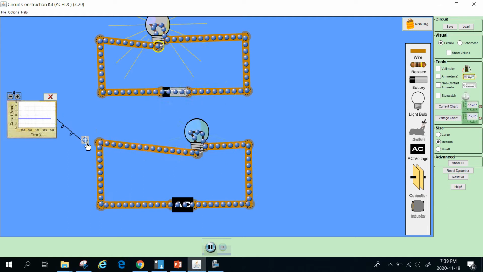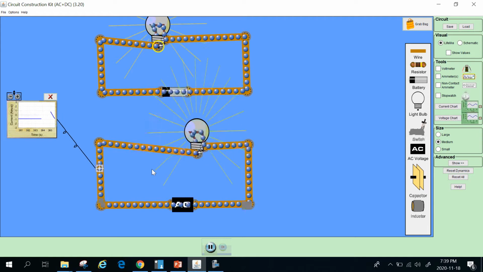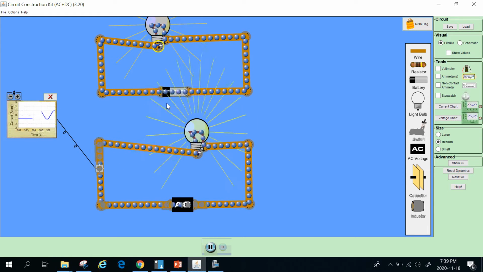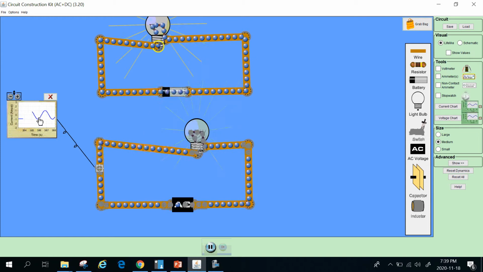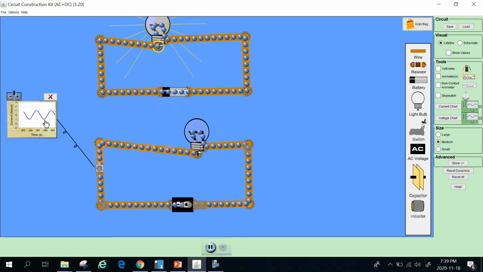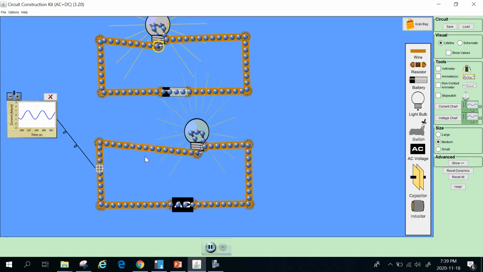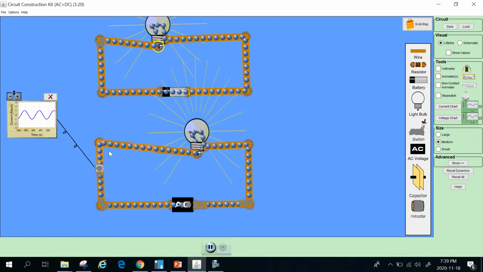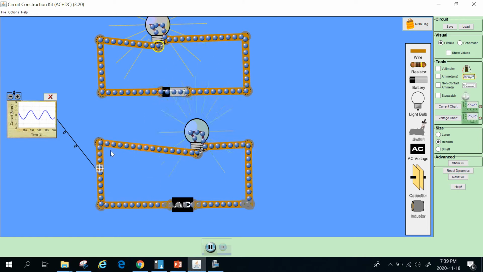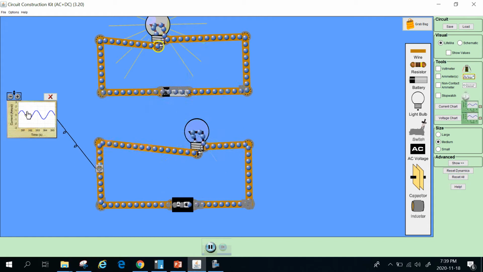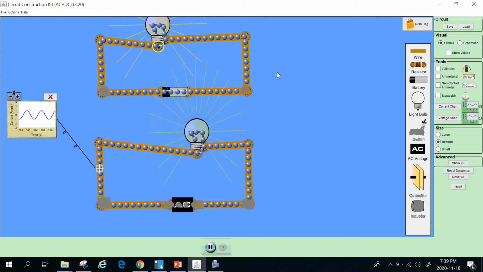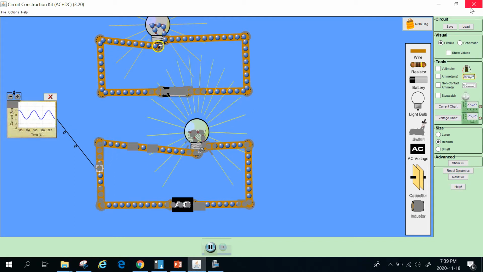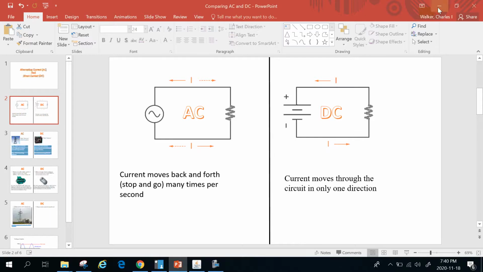If I switch it around and hook it up to our AC one, that's going to change considerably. Now we're seeing this sine wave. So what this is showing is when it's going up, the electrons are traveling one direction. When it goes back down, the electrons are traveling in the opposite direction. And this just goes on continuously. And hence we get this wave or this sine wave that's being generated from that particular current.